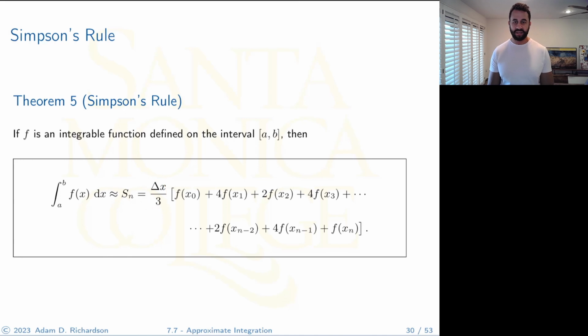Now it's going to be delta x over 3, and f of x sub naught and f of x sub n are alone again. They only appear once in the sum. But now we get doublings and quadruplings. So it's 4 times that, 2 times that, 4 times that, 2 times that, 4 times that, and it basically alternates between 4 and 2.